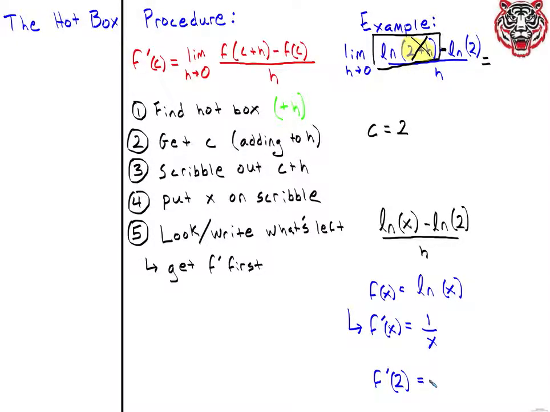F prime of 2 is 1/2. Wait, how did we get 1/2? Because I plugged in 2 for x. So over here, we got f prime set up, because ln x equals 1 over x, so it's 1 over 2. Yes, and then all we do here is we plug in. So then our final answer is 1/2.